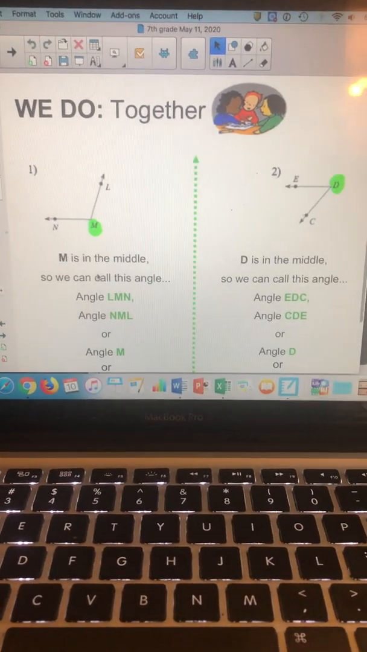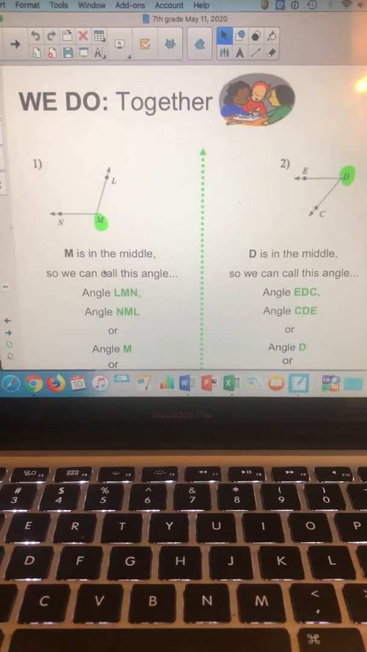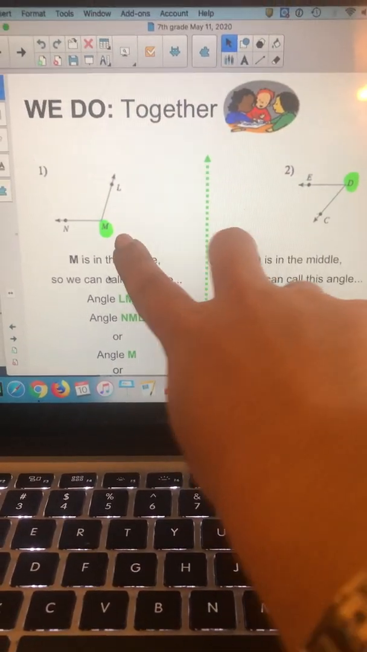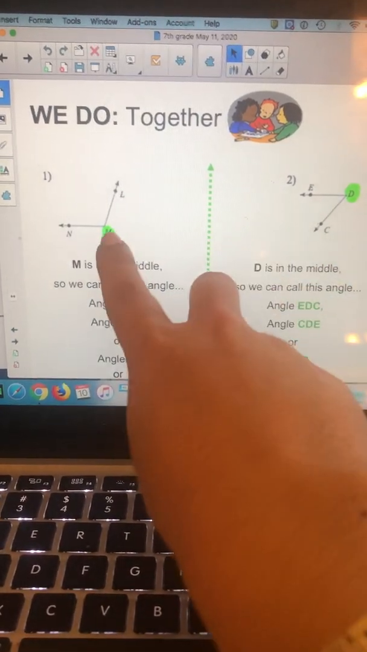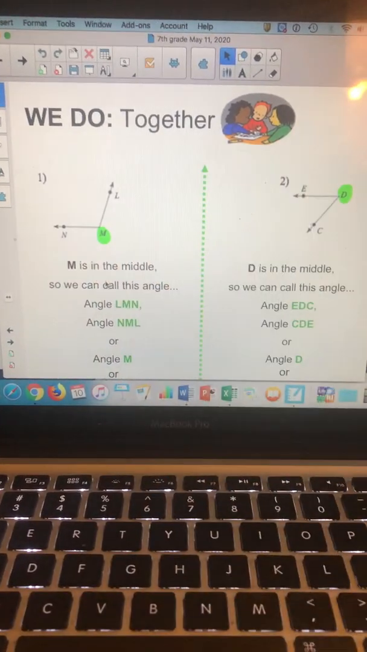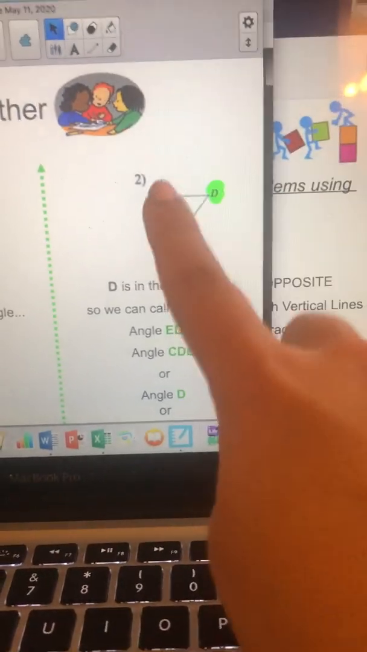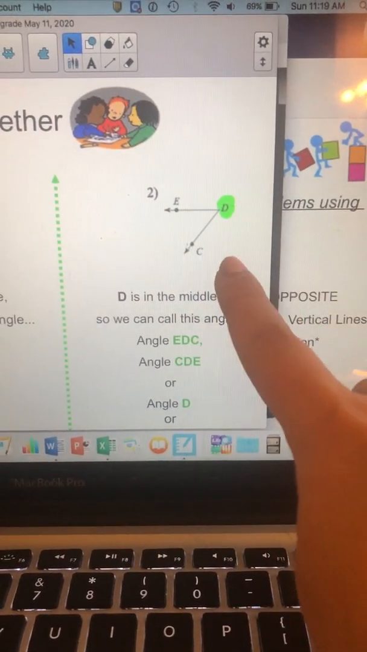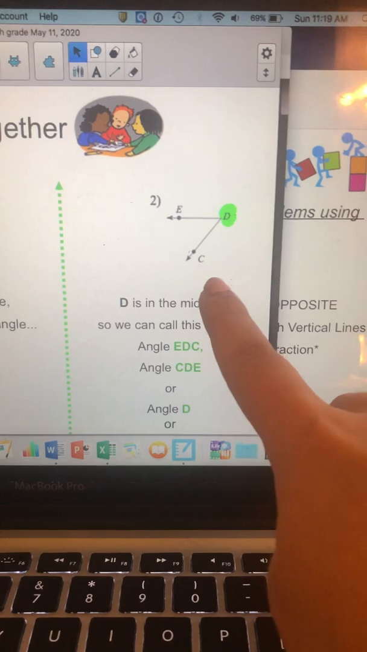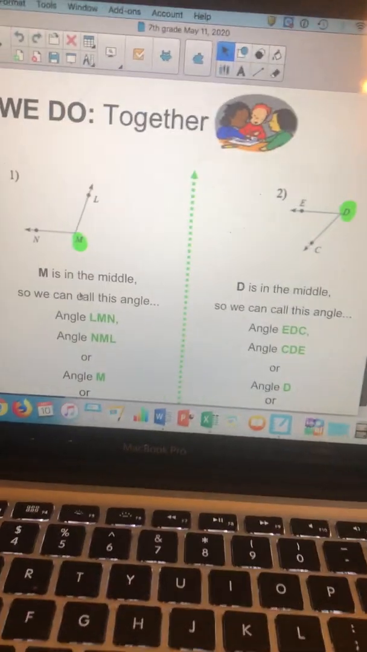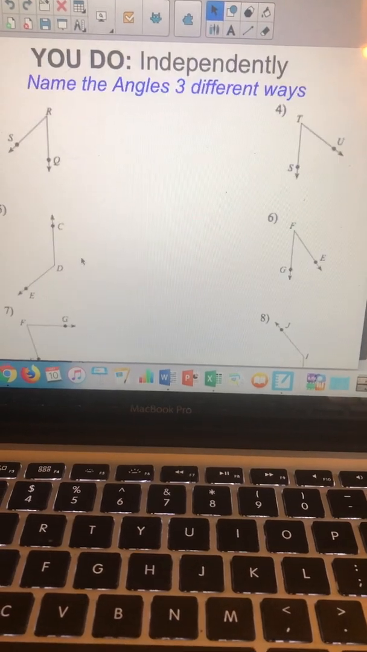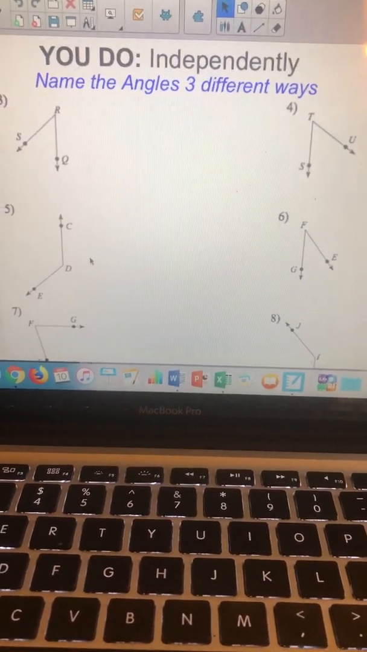So the ways we can name these angles, we could call number 1 angle LMN, or we could call it NML, or we could just call it angle M, the vertex. Number 2, you can call it EDC, you could call it angle CDE, or you could simply just call it angle D. All right? So again, you want to keep those vertexes in the middle.